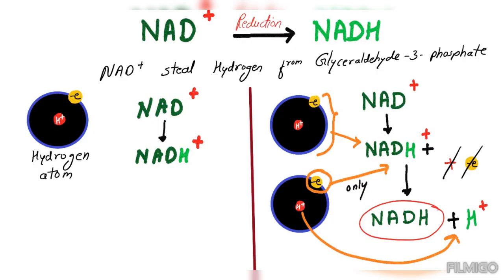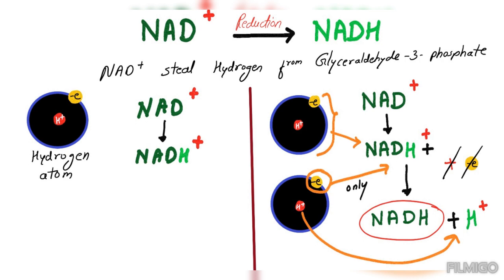But how is it going to happen? Let's have a look into it. Here NAD plus is converted into NADH. And this reaction is very important to know, because here NAD plus actually steals one hydrogen atom from the glucose molecule. And you know, a hydrogen atom has a central positive proton and one negative electron which is flying around the proton. In other words, the proton forms the nucleus and the electron orbits around it.